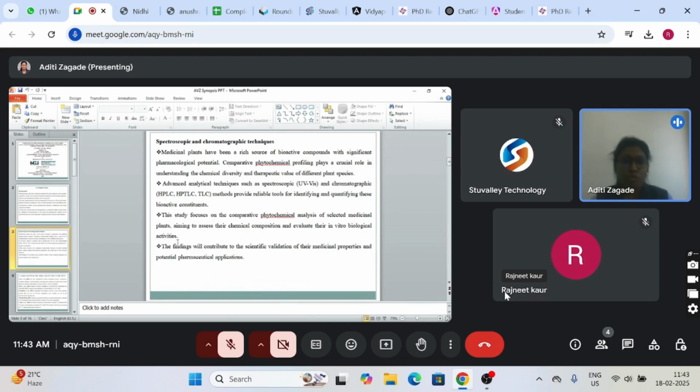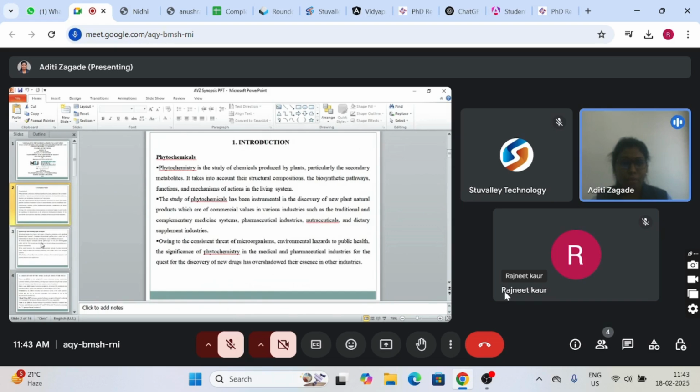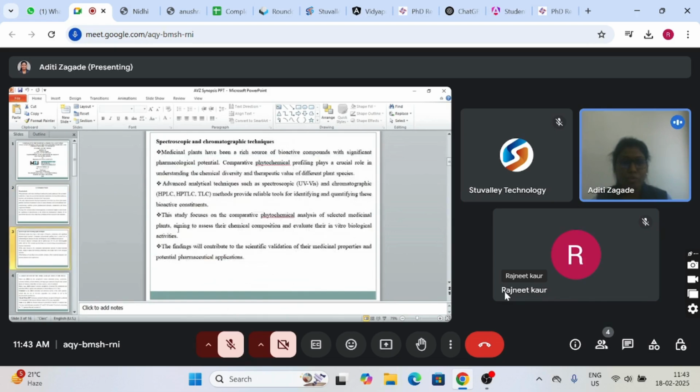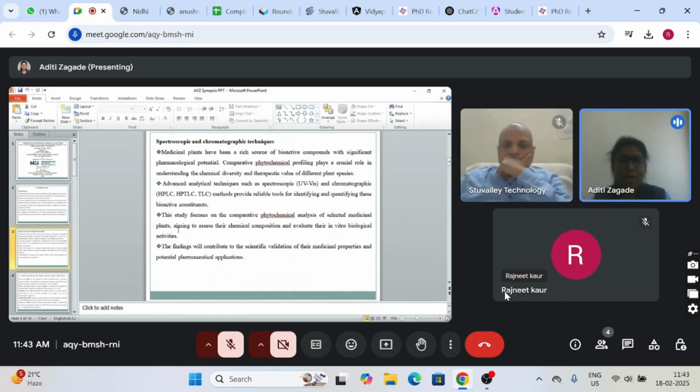my plan is to use different kinds of spectroscopic and chromatographic techniques to evaluate the various types of phytochemicals in various species of Curcuma. Medicinal plants are a rich source of bioactive compounds, that is, the different kinds of bioactive compounds which are present in the different kinds of medicinal plants and which have significant pharmacological potential. Comparative phytochemical profiling plays a crucial role in understanding the chemistry, diversity, and therapeutic values of different plants.